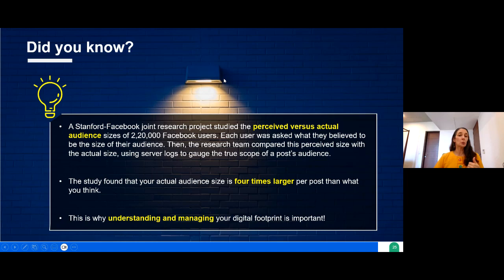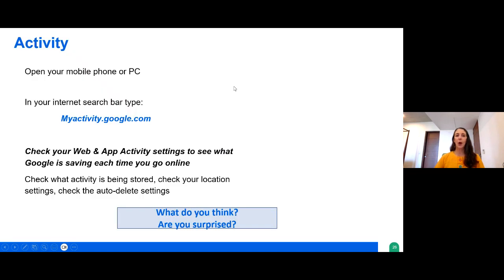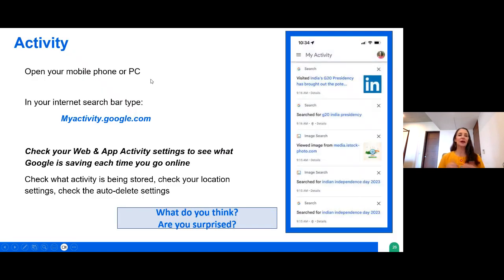And maybe it's unwise to let people know that you go to Pondicherry University or what your course of study is. So I have an activity for you. I would love for you to take your phone, go to your search bar and type myactivity.google.com, assuming you're logged into your Google account. I've put a screenshot of my activity from when I was putting this presentation together, so you can see all the things that you have searched. You can see all kinds of web activity, and this is all being stored there by Google.